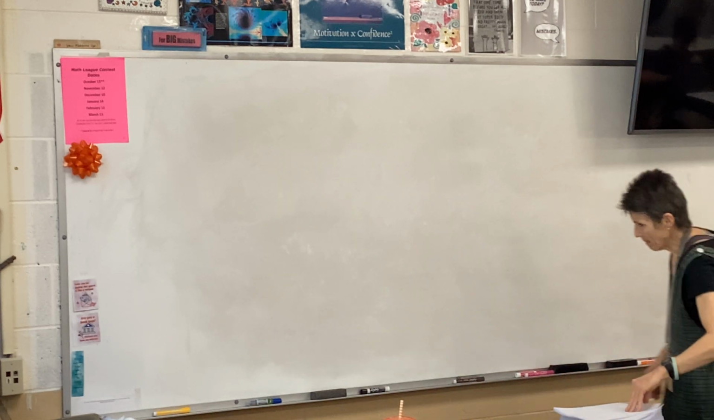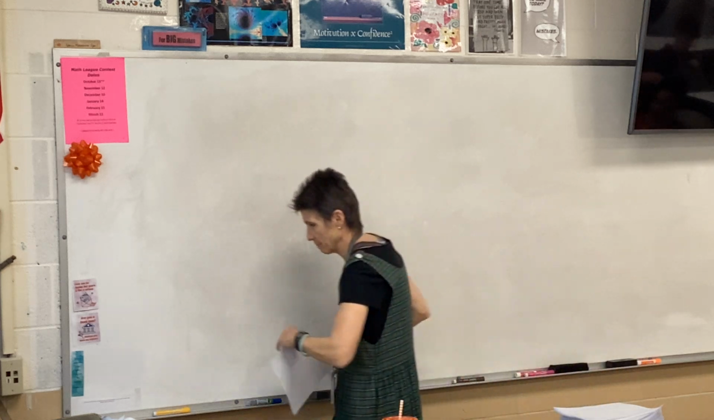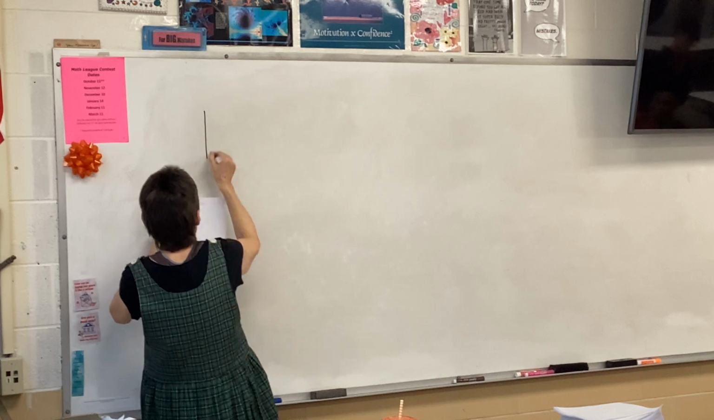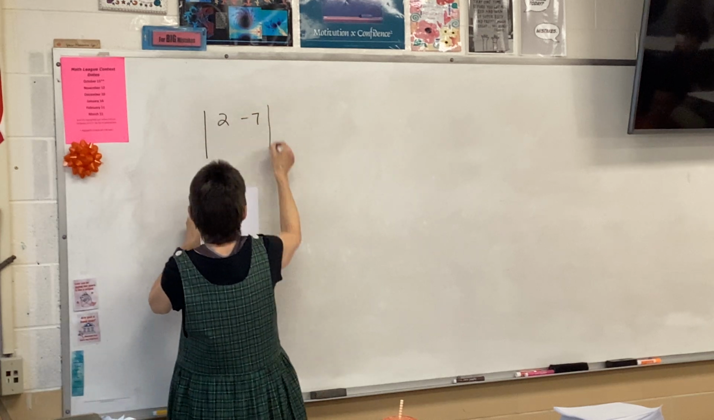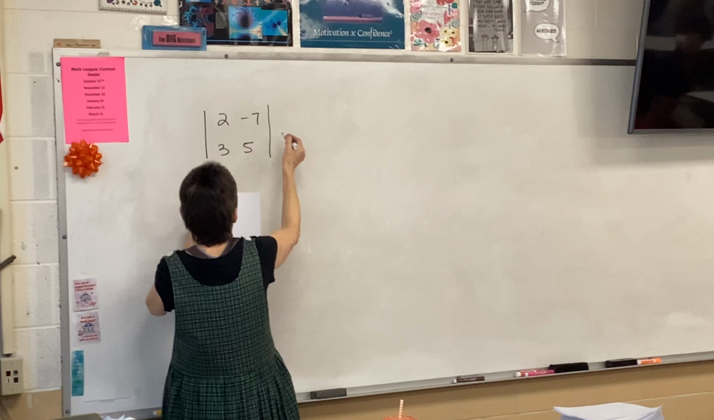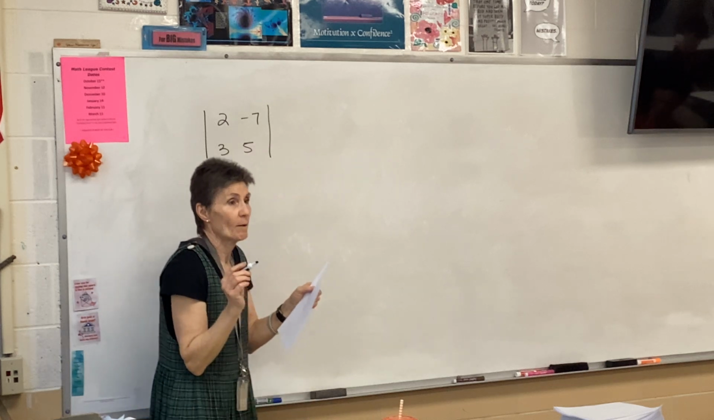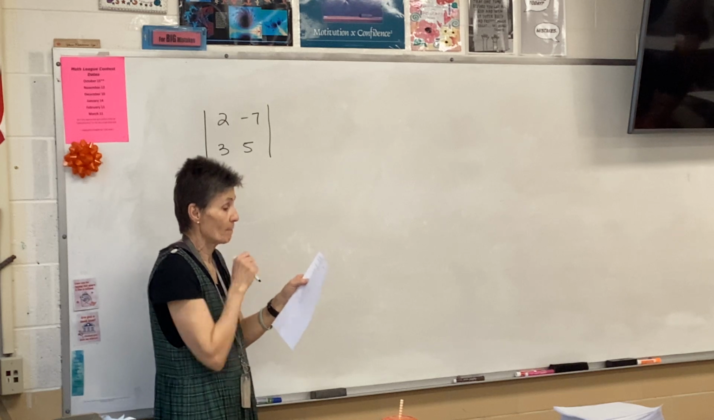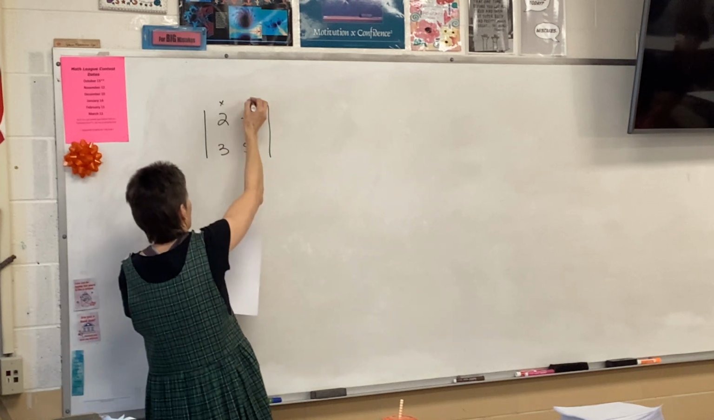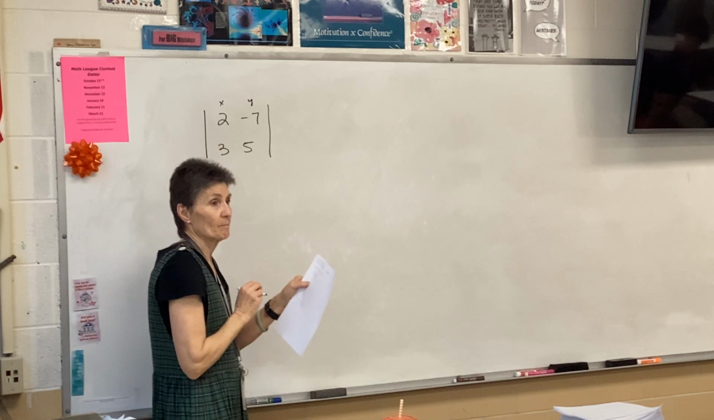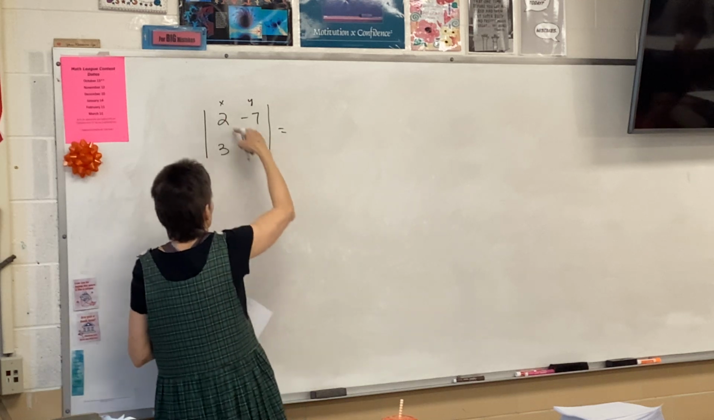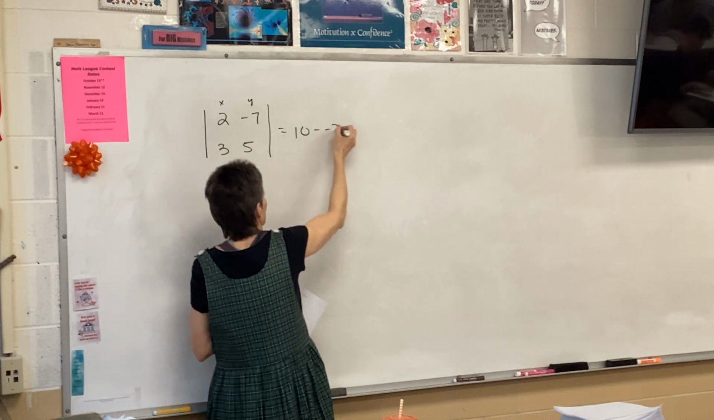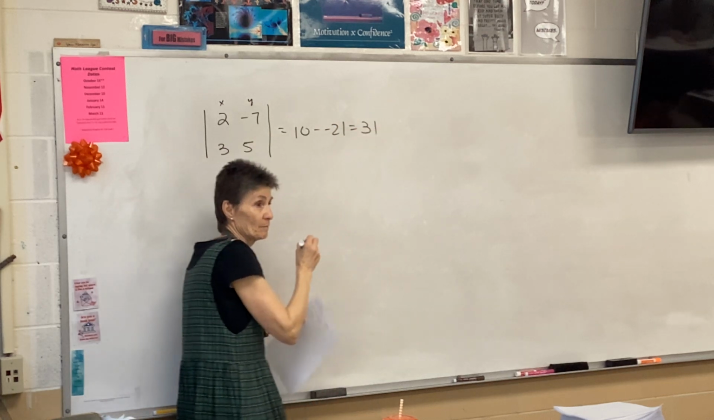All right, so let's remember how Cramer's rule works. The first thing we have to do is make our determinant of the coefficients, right? So on our practice quiz, number 1, I'm making a determinant out of the x's and y's. Okay? How do I evaluate that? 10 minus negative 21, so I get 31.